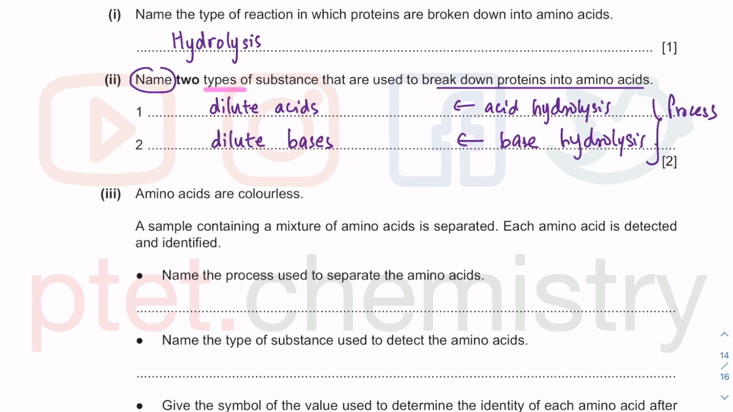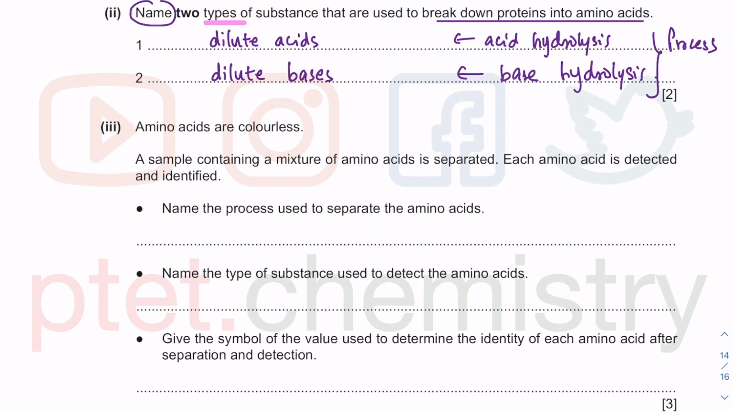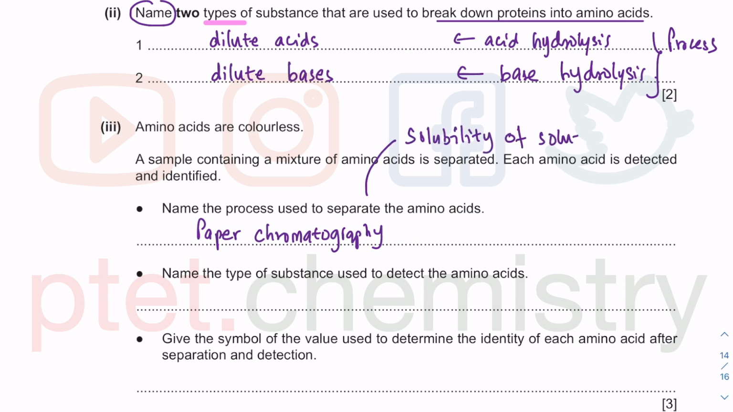Now, amino acids are colorless. When you do the separation techniques, you are going to do the paper chromatography techniques. So that's supposed to be what I fill in onto the space, and that is exactly what I'm going to drag down there. So you're going to do the chromatography techniques. This is based on the solubility of the substances, the amino acids, in the solvent of choice.